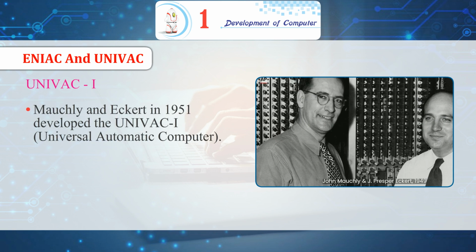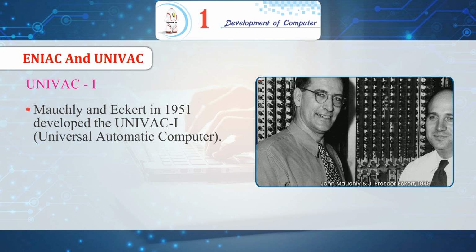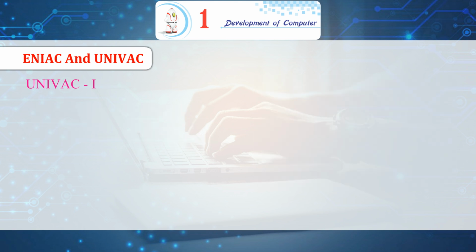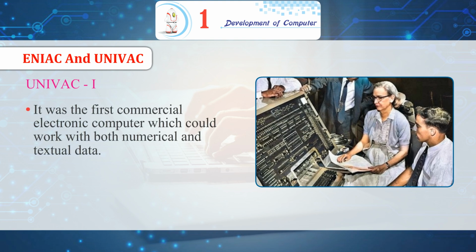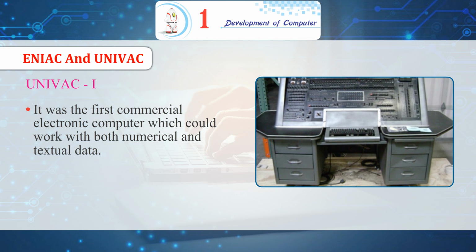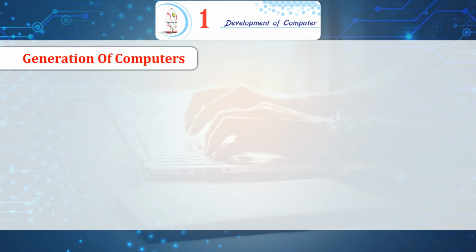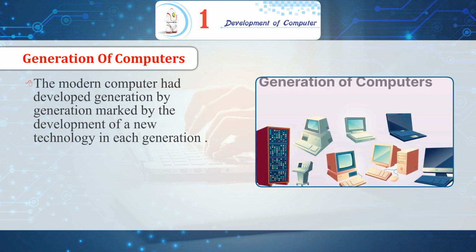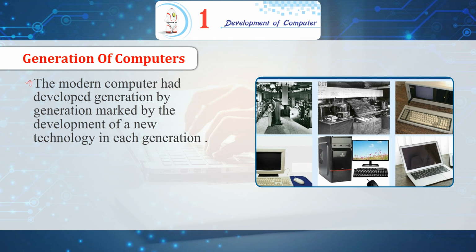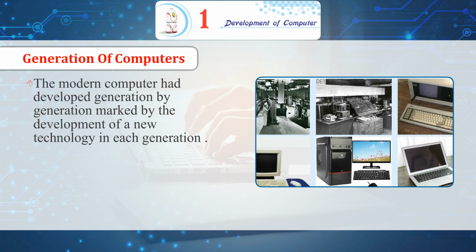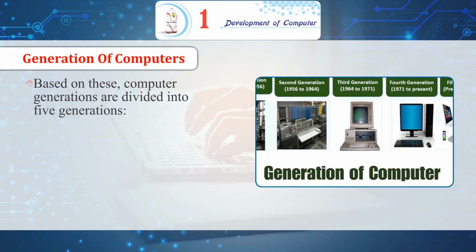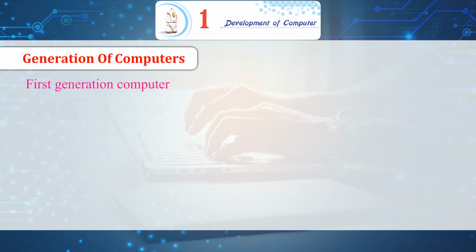UNIVAC I. Mauchly and Eckert in 1951 developed the UNIVAC I, Universal Automatic Computer. It was the first commercial electronic computer which could work with both numerical and textual data. Generation of computers. The modern computer has developed generation by generation, marked by the development of new technology in each generation. Based on these, computer generations are divided into 5 generations.